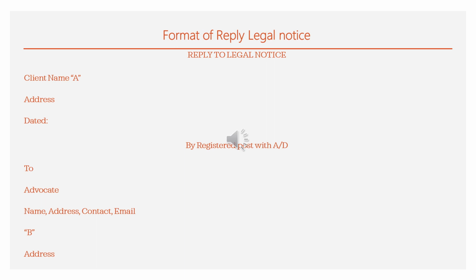And then to advocate, this advocate means B's advocate, the person who wrote the legal notice before. In addition, you can also include B's name, because B is the party. B is one of the parties, and obviously the advocate acts on behalf of B.